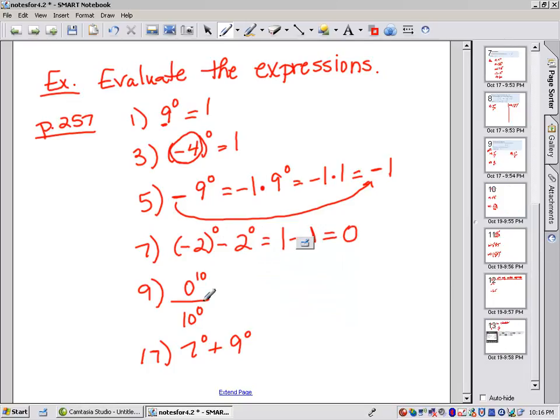0 to the 10th over 10 to the 0. Well, 0 to the 10th would be 0, but 10 to the 0 would be 1. So 0 over 1 is 0. Number 17, 7 to the 0 plus 9 to the 0 would be 1 plus 1, or 2. So I really think the tricky ones here are to distinguish between the 9 to the 0 and the negative 9 to the 0.